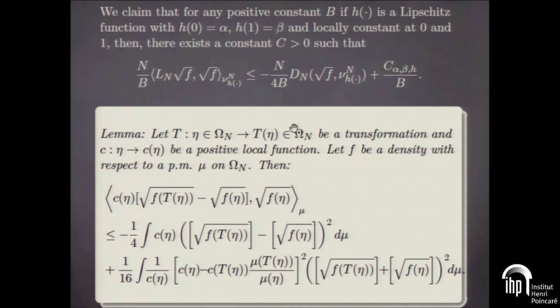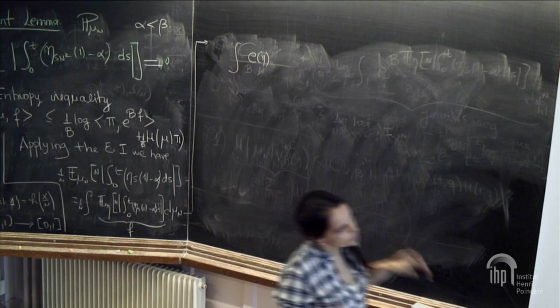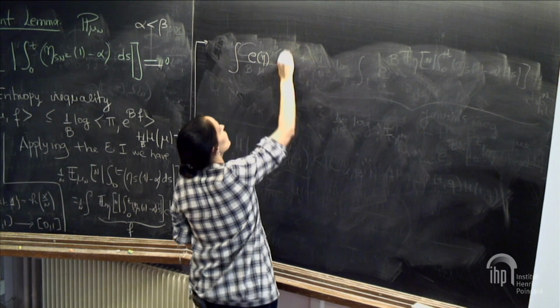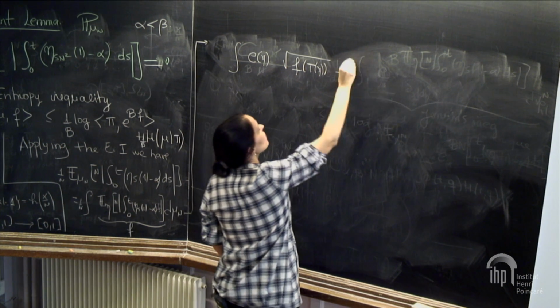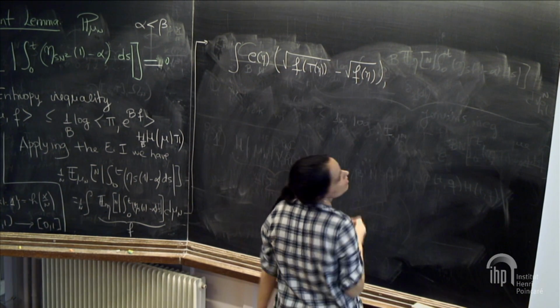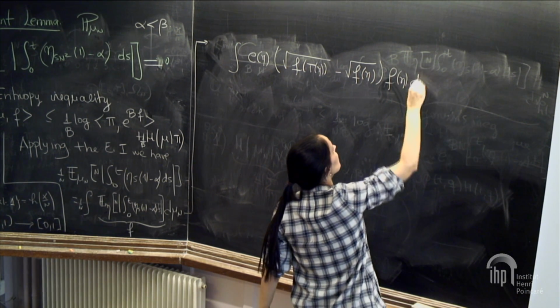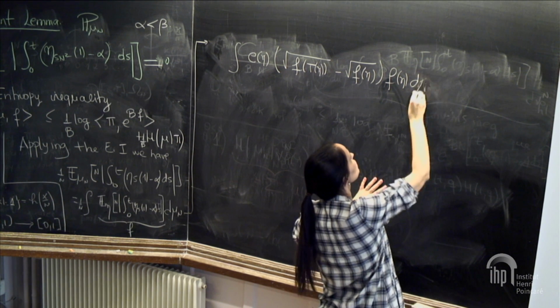Okay, so I have to compute this. These brackets mean the integral. c_eta is a local function, a positive local function. And I have to compute the square root of f of t eta minus the square root of f of eta, times f at eta. It is integrated with respect to mu.